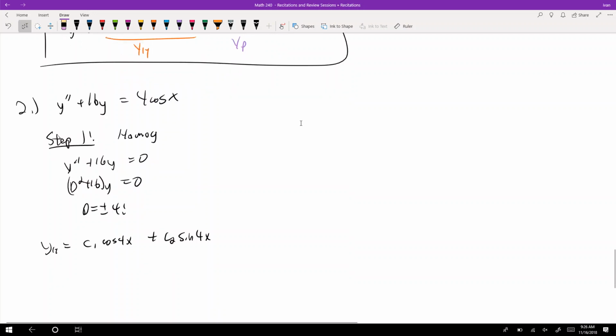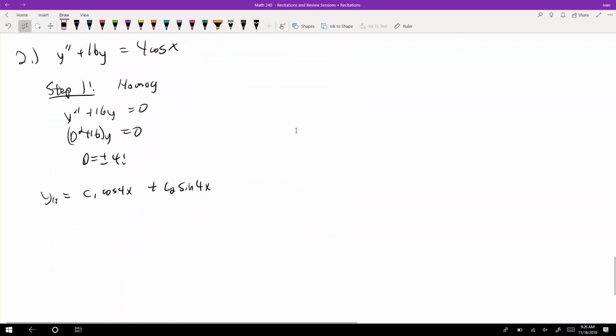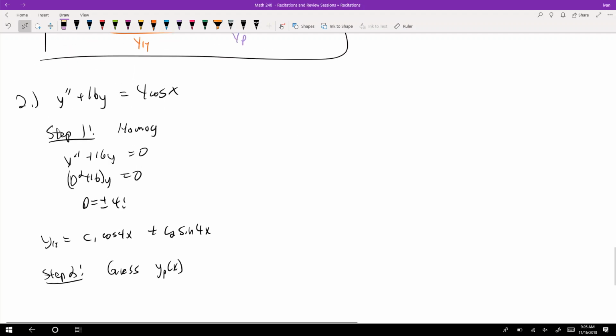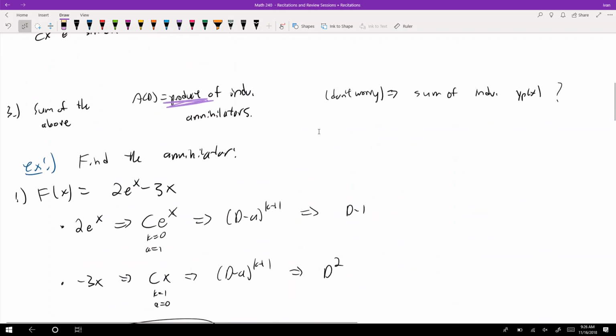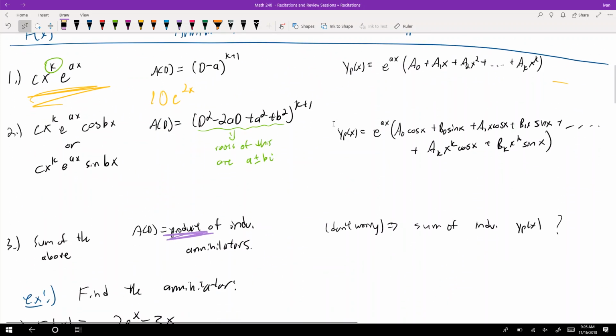Okay. Now what? Now we have step 2, which is to guess the yp. So again, we're dealing with the right-hand side. Here's our right-hand side. It's 4 cosine x. All right. So we're going to go up to the table. Here's the table. 10 e to 2x can go by. We have 4 cosine x now, which definitely looks like one of these guys.